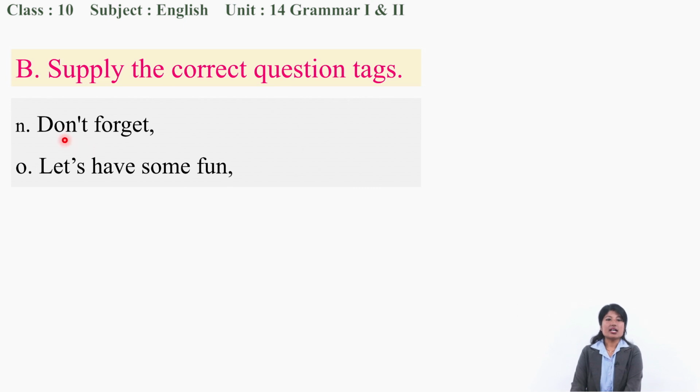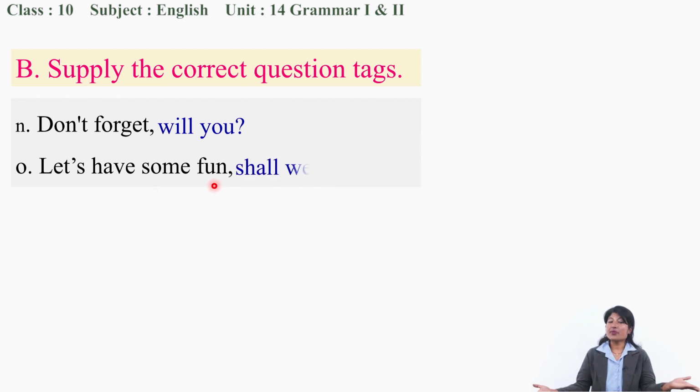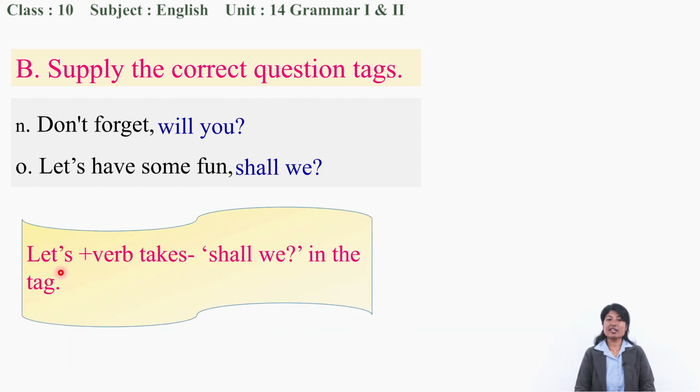Continuing. Okay, N: don't forget. This is also a command, right? Don't forget, will you? Oh, let's have some fun, shall we? So what we can discuss over here is, if there is "let's," then that takes "shall we." Let's, let apostrophe s, then shall we.